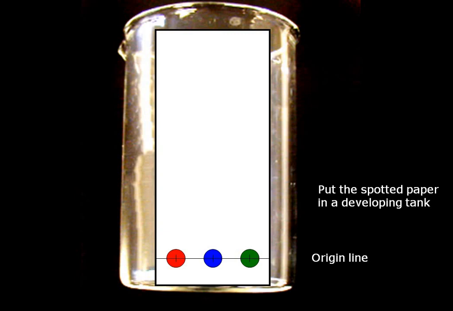After this, the Whatman filter paper, the spotted paper, is put in the developing tank. This tank is known as the developing tank, which is used to put the spotted paper or Whatman paper.